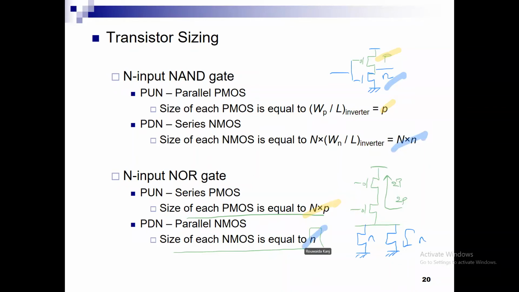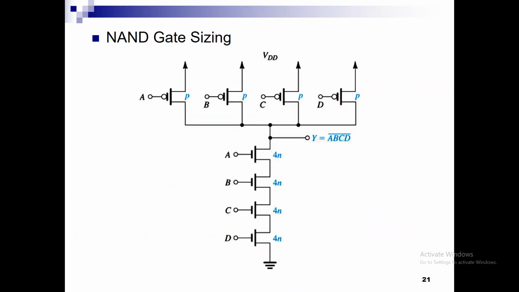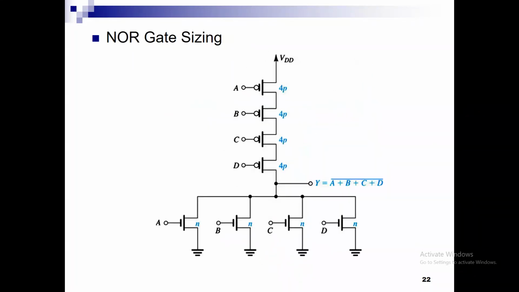Okay, now we're going to see a couple more examples beyond these. This is a 4 input NAND. The pull down path has a stack of 4, so it will be 4N, 4N, 4N, 4N. And here the path is 1, so it's going to be P, P, P, P. Let's take another simple example. This is the 4 input NOR gate. This is 4P, and this is 1, so this is N, N, N, N.